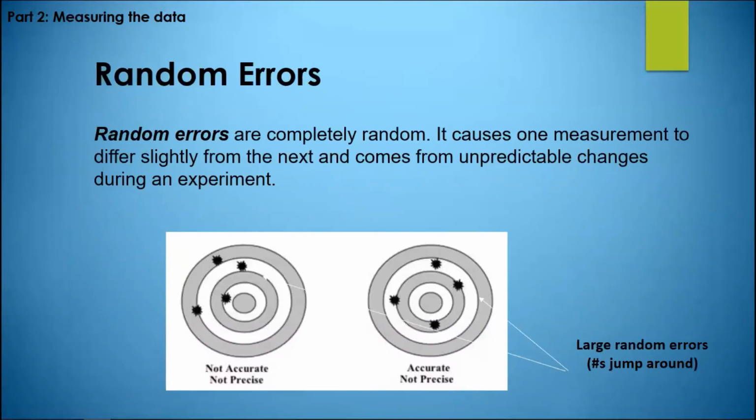Random errors are completely random. That means they cause one measurement to differ slightly from the next and come from unpredictable changes during the experiment, okay? So when you have random errors, your data is not accurate and not precise, or your data can be accurate but not precise, okay?